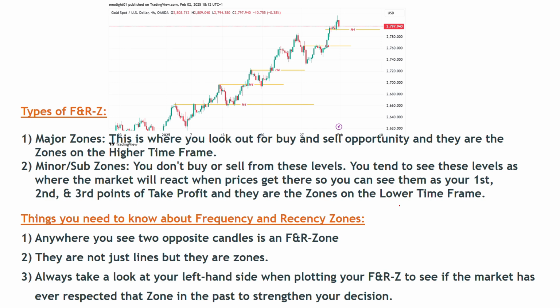Anywhere you see two opposite candles is an F and R zone. Wherever, anywhere on the chart, on any pair that respects the zone, anywhere you see two opposite candles is known as what? A zone. It's known as the F and R zone. If you just see two opposite candles within that place, you should know that's an F and R zone.